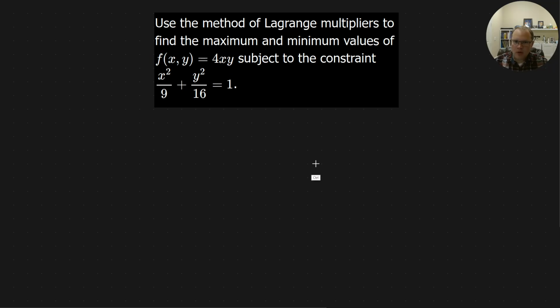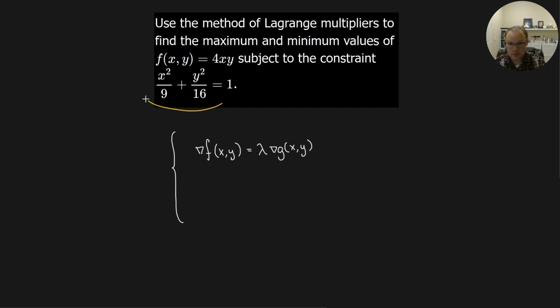Okay, so using the method of Lagrange multipliers, we're going to set up a system of equations. The first vector equation would be the gradient of f, the function we are trying to maximize or minimize, should be equal to some scalar multiple lambda times the gradient of g, where g is our constraint equation. So this is our constraint equation here.